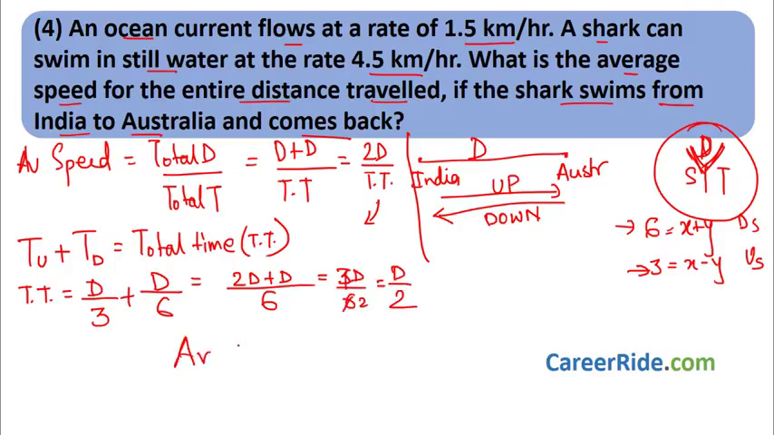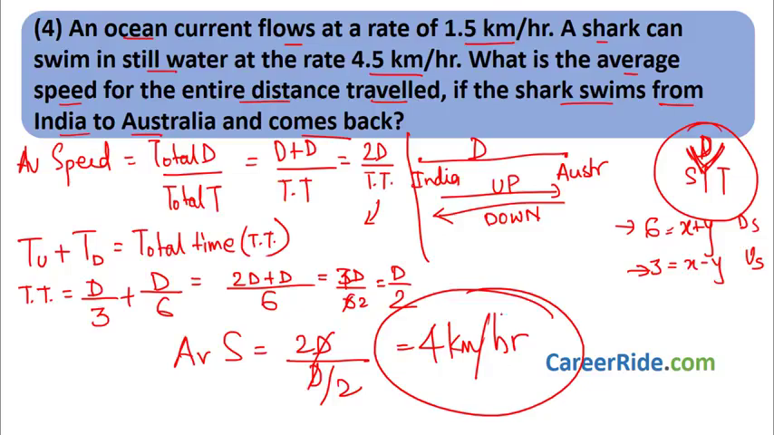So average speed is nothing but total distance 2d upon total time d upon 2. This d gets cancelled, 2 gets over here, 4 kilometers per hour. This is the average speed of the shark for the entire distance traveled. See how easily we solved the average speed sum. Even though we had boats and streams, that is we had to consider the ocean current speed and the shark speed, we still found out average speed very easily.